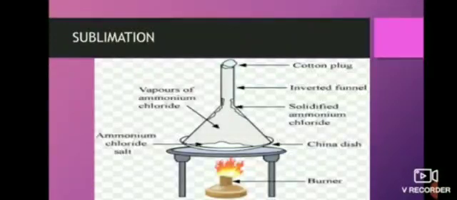So, what do you learn from this activity? The process in which a substance changes directly from solid to gaseous form and directly from gas to solid, vice versa, is called sublimation. So, in the sublimation process, a substance directly changes from solid to gas and from gas to solid. That is nothing but called sublimation.